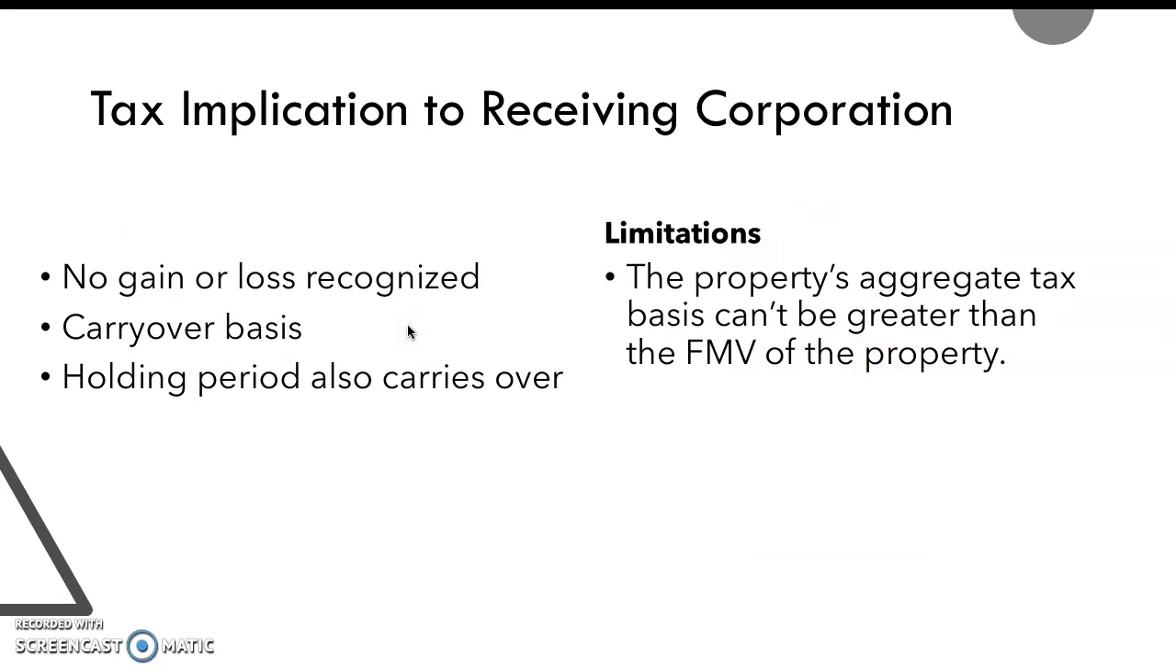In this exchange, the corporation does not consider this to be a gain or a loss. The basis of the asset carries over from the giver to the taker, in essence, the corporation. If the basis carries over, the holding period of the asset does too. But the property's aggregate tax basis can't be greater than the fair market value of the property.